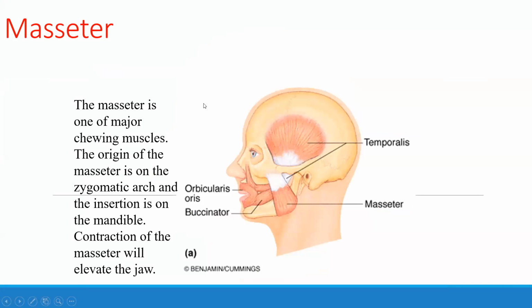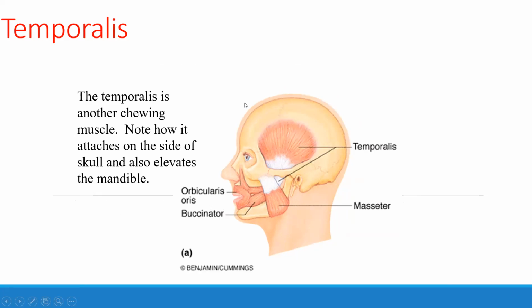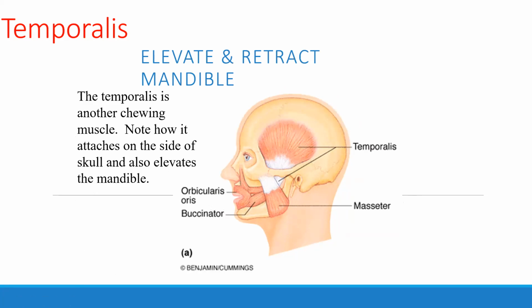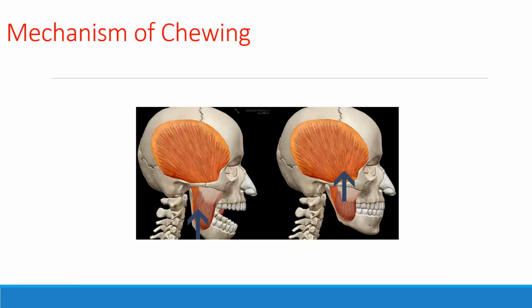So the masseter is one of the major chewing muscles. When the masseter contracts, it elevates the jaw, the mandible, against the maxilla. The temporalis does a similar thing. It originates from the temporal bone, it inserts on the mandible, and it elevates the mandible so we can chew. And between the two of these, we get our chewing action, because all we're doing is bringing the mandible up against the maxilla.